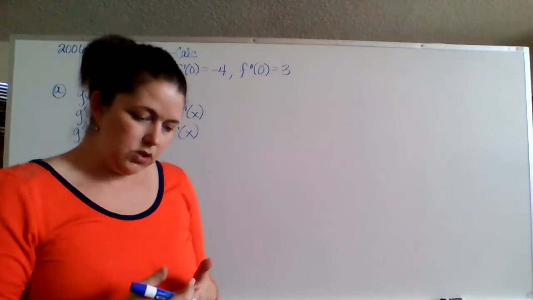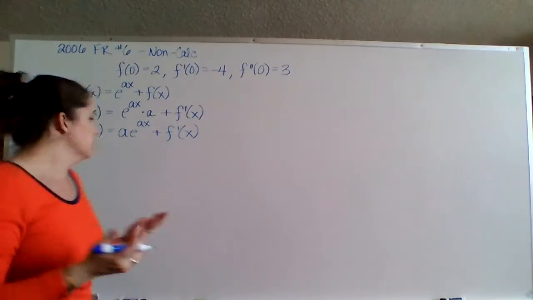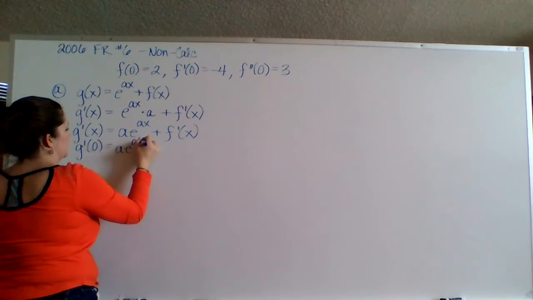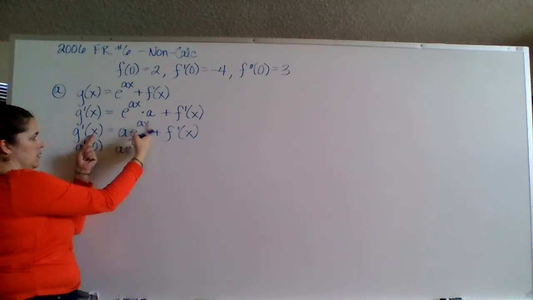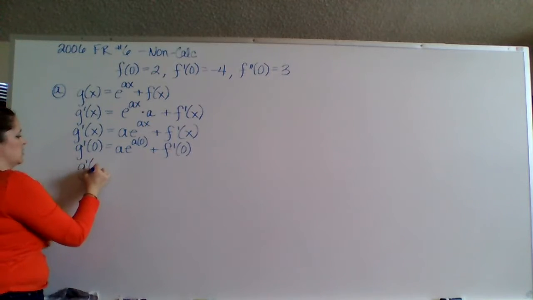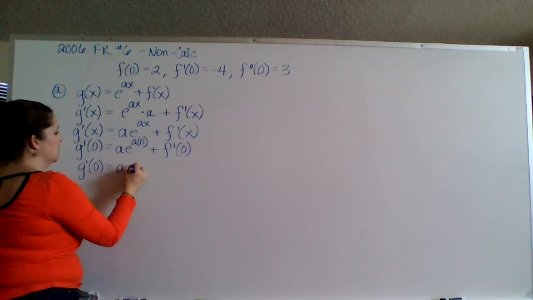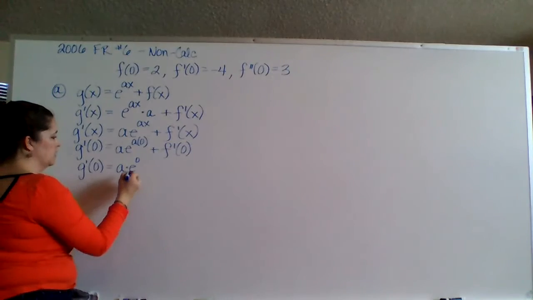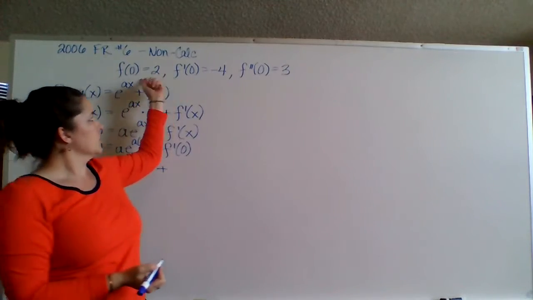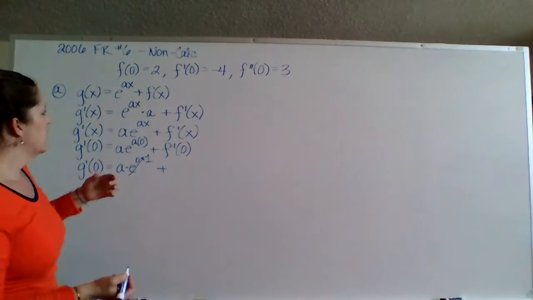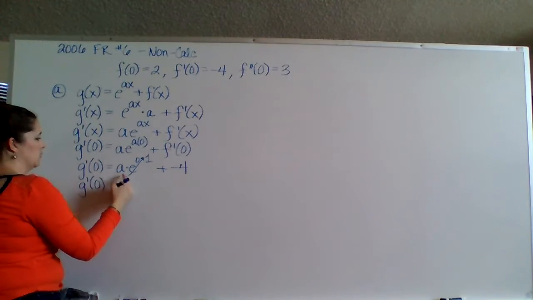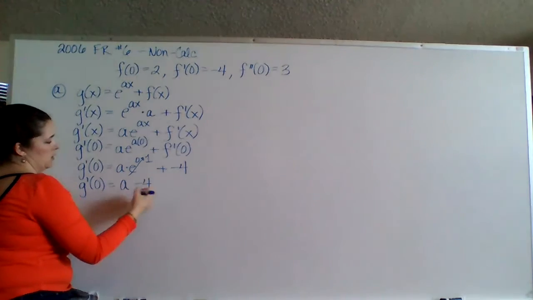And now if the directions were telling me to find g prime of 0, I'm going to plug my 0 in. So g prime of 0 equals a times e to the a times 0, remember replacing x with 0, plus f prime of 0. Well, 0 times a would just turn into 0. And e to the 0 power, of course, we know by definition is 1. F prime of 0 they gave as one of our 3 initial condition pieces of information, and f prime of 0 is negative 4. So g prime of 0 would equal a times 1, which is just a, minus 4, or a plus negative 4.